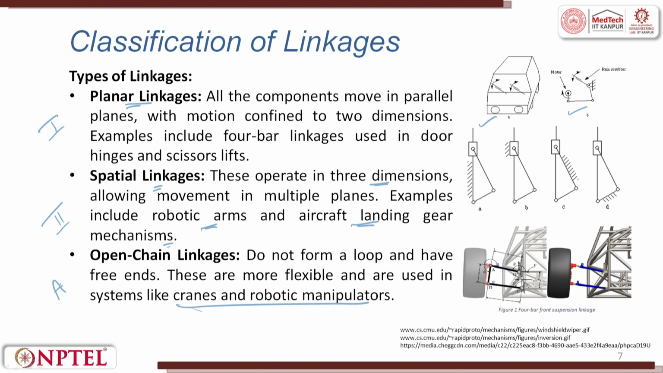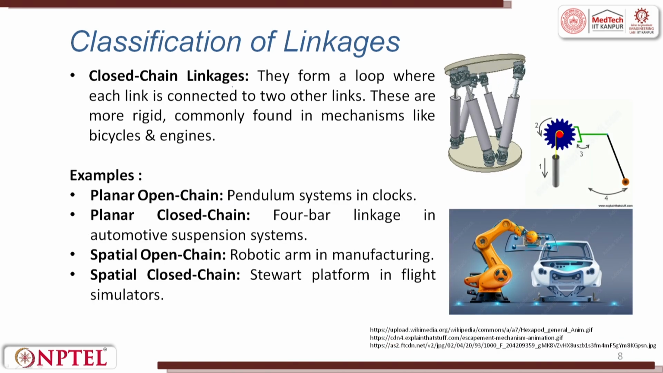Before we move to closed one, let us see some examples where we have spatial linkages: in car steering, we have spatial linkages, right. Robotic arm, we have spatial linkages. Here, if you look at it, in a plane you have a reciprocating motion. So, this is a planar linkage. When we talk about closed linkage, they form a loop where each link is connected to another link.